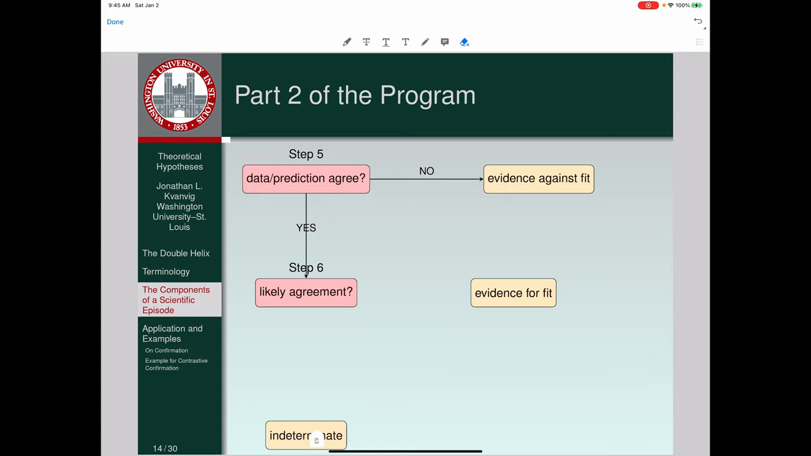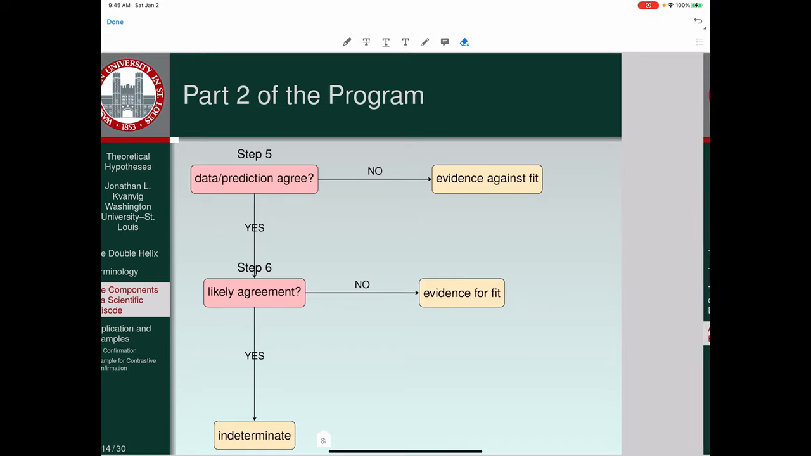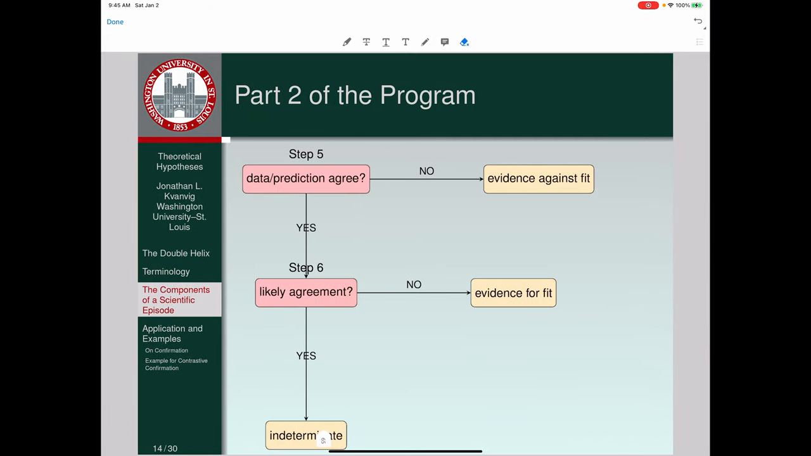If the answer is yes, we can't conclude anything yet because we need to ask a further question. Was the agreement that we found likely? If the agreement is not likely, Geary tells us, then we have evidence for fit. On the other hand, if the agreement was likely, independently of the model and the prediction that it generated, then we really don't know what to make of anything. We are in a state of indeterminacy about what to think about the model. The idea here, which we will see when we get to probability theory, is the more surprising the data, the better its confirming power.